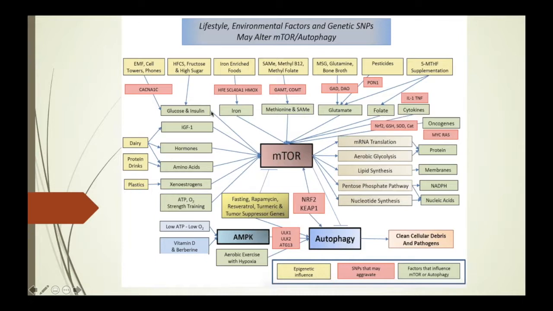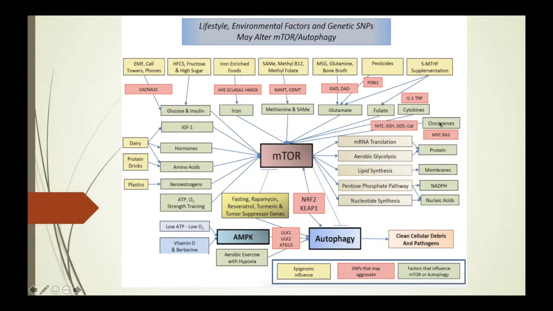The innermost circle in green colors are all the hormones and amino acids that are the factors that may influence the mTOR because they keep the mTOR regulated. Once the mTOR is regulated, it affects your cell functions, anywhere from mRNA translation, lipid synthesis, or nucleotide synthesis at a cellular level. So you can see how mTOR regulates, but is influenced by many factors, from environmental factors to genetic SNPs and various pathways that are involved in this process.